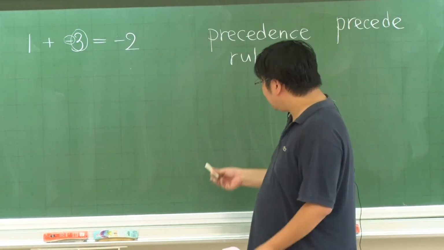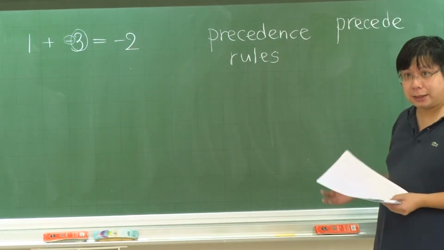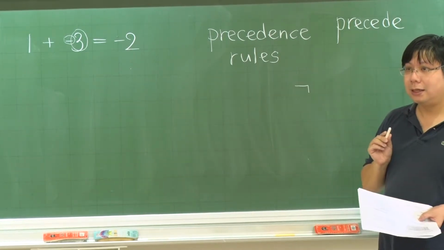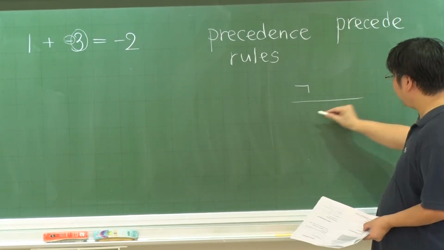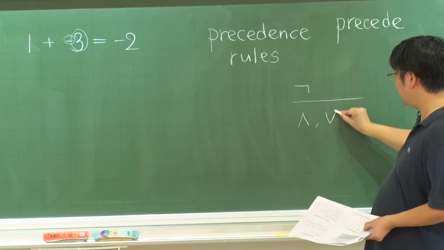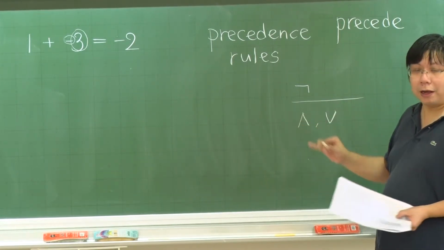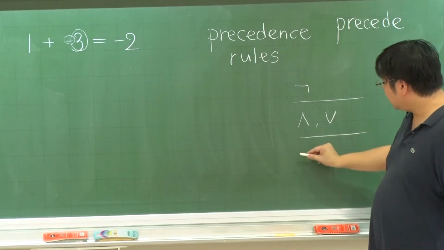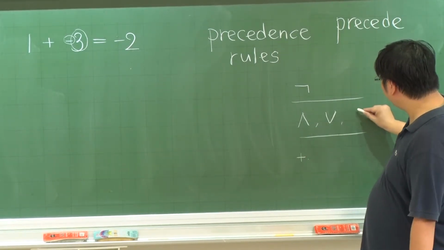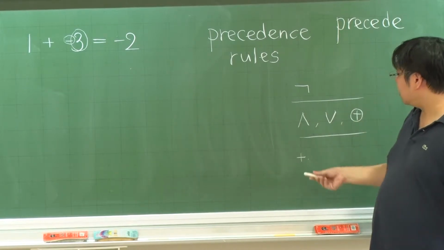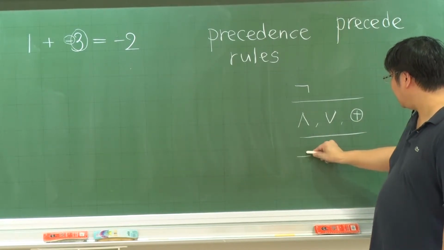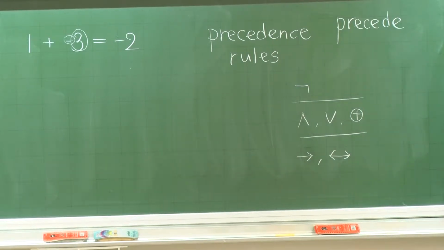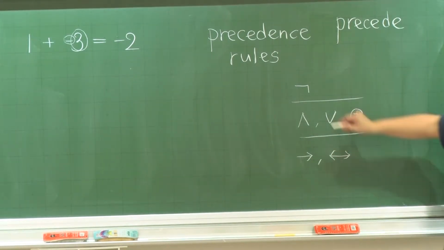Here, the one that has the highest precedence, that we should always do first, is this not. And then the next level is and, or. These two will have higher precedence than the others. And then the next level is something like this, or maybe exclusive or. The next level is this imply and this. Is that okay? So this is the convention.